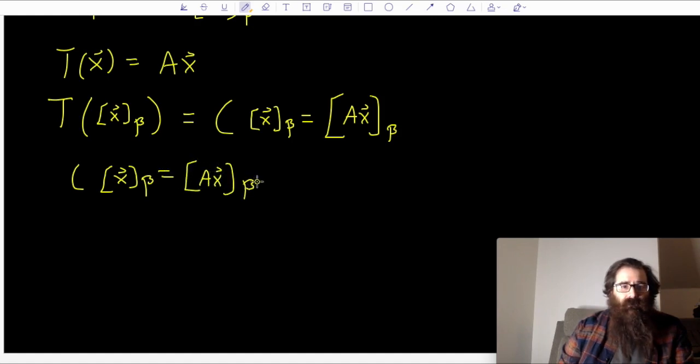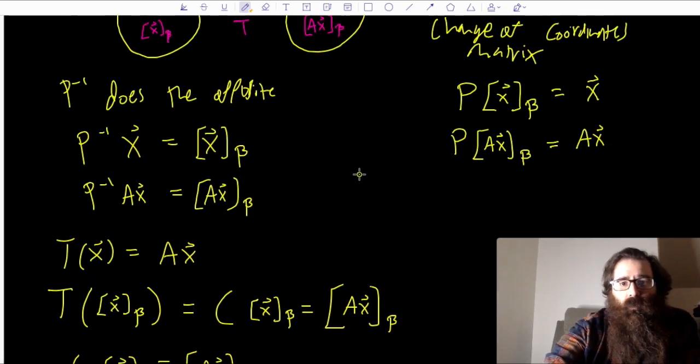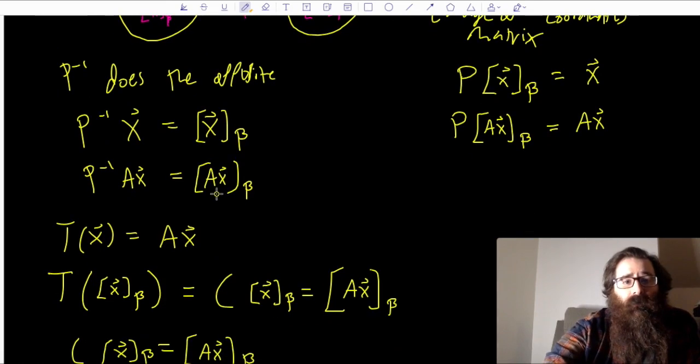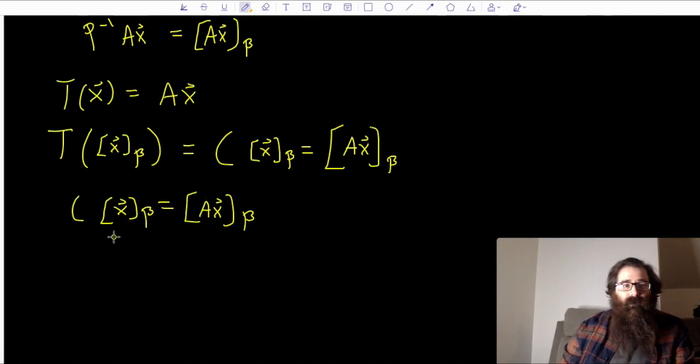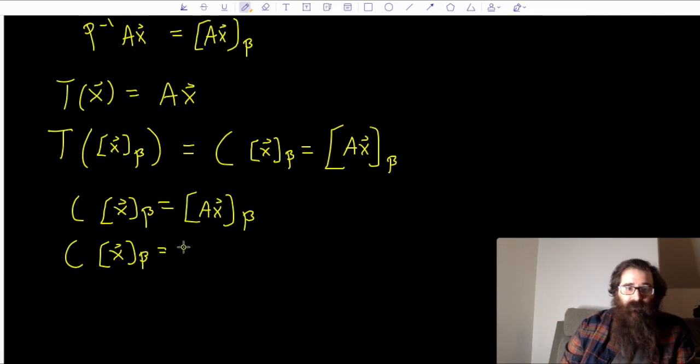Ax sub beta. But let's say that I didn't want Ax to be in this non-standard coordinate system. I don't want it to be Ax sub beta. Well, Ax sub beta is really the same as P inverse times Ax in the standard coordinate system. If I want to get out of the non-standard coordinate system, I can say Ax in terms of this non-standard coordinate system beta is P inverse times Ax, where Ax is in the standard basis. So that's P inverse times A times x. So we could say here, C times x sub beta is equal to P inverse times A times x.